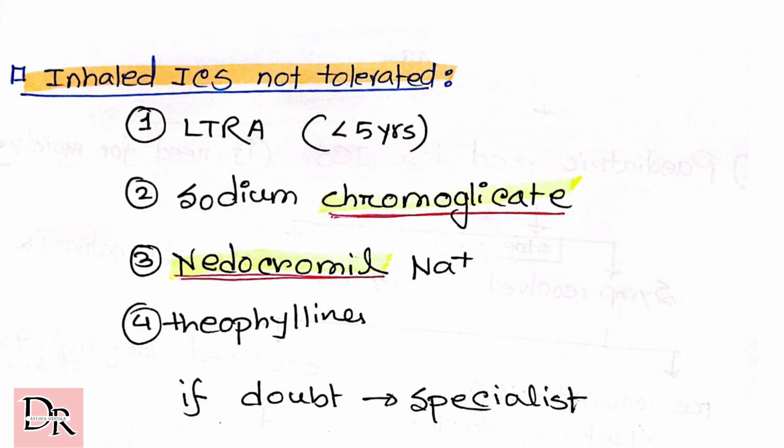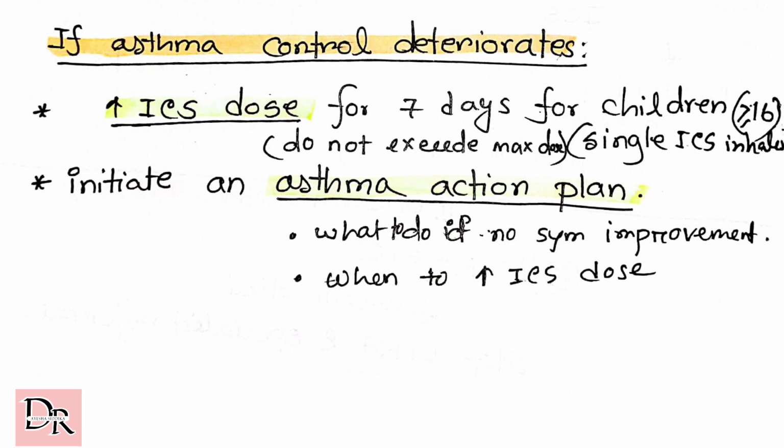If any doubt about the management, we can always take advice from a specialist. So what will we do if asthma control deteriorates? Then we will increase the ICS dose for 7 days, in case of children 16 years or more, okay? And we can't increase the dose in a combined inhaler, so we'll increase the ICS dose in a single ICS inhaler. But we have to be cautious that it does not exceed the maximum dose for that age group.